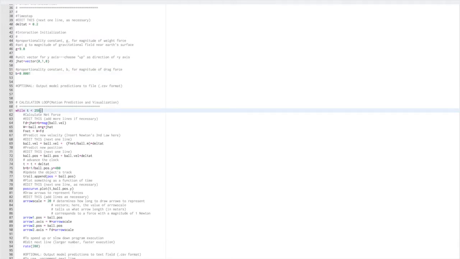We set the loop to stop after our final time of 256 seconds. We define our drag force, our weight force, and our net force, which is the sum of the two. Next, we update the object's velocity and use this to update our object's position. Next, we update t and update our drag coefficient b using the equation that we discussed previously.